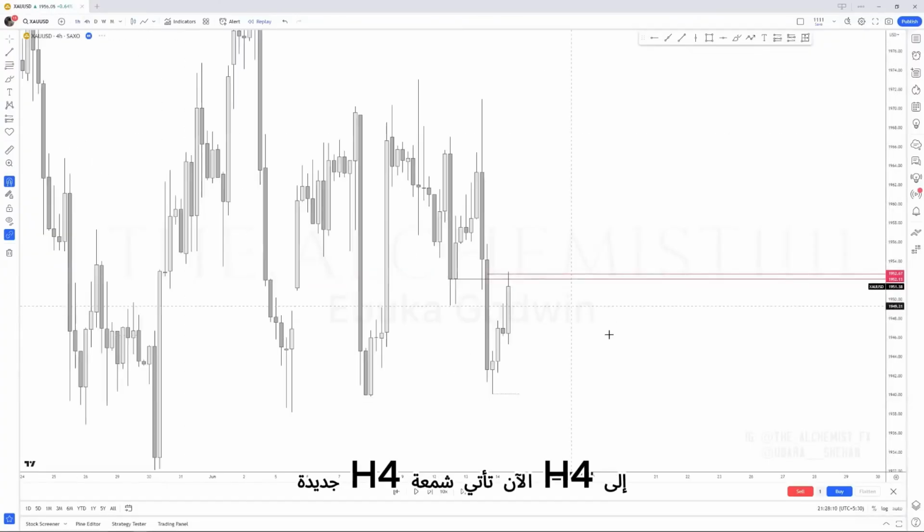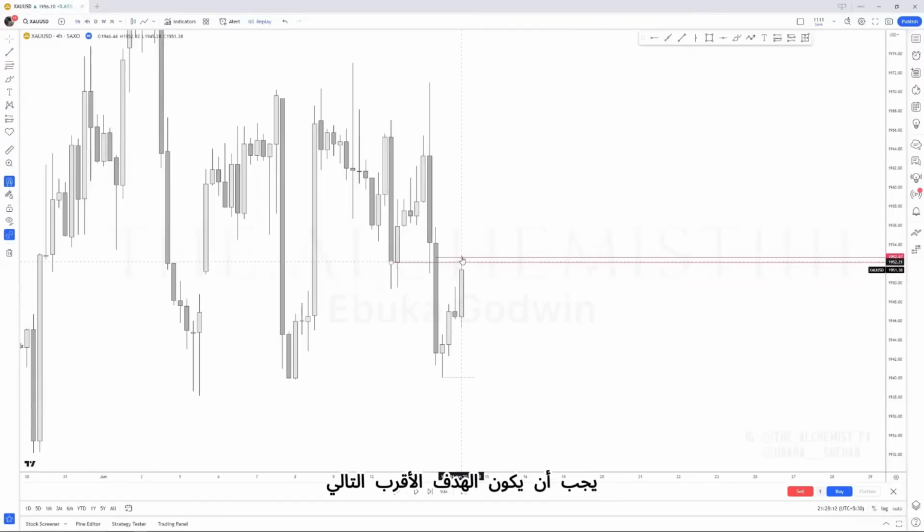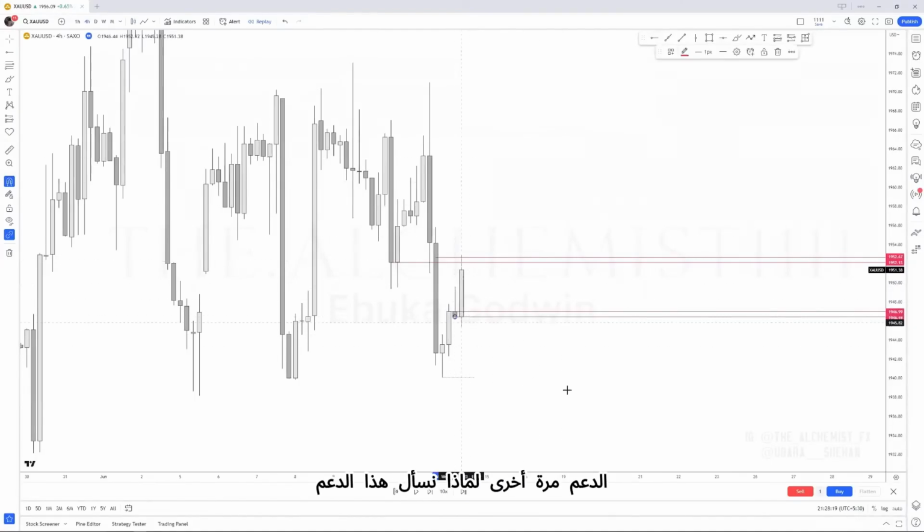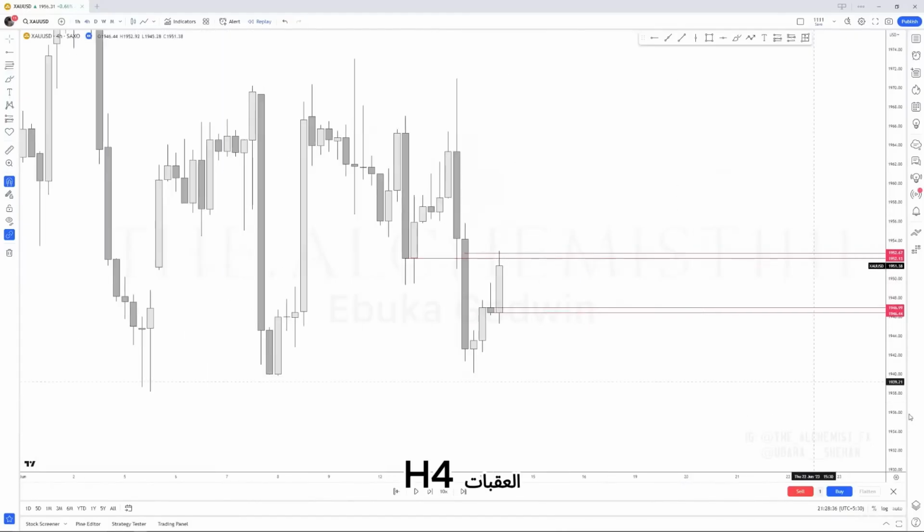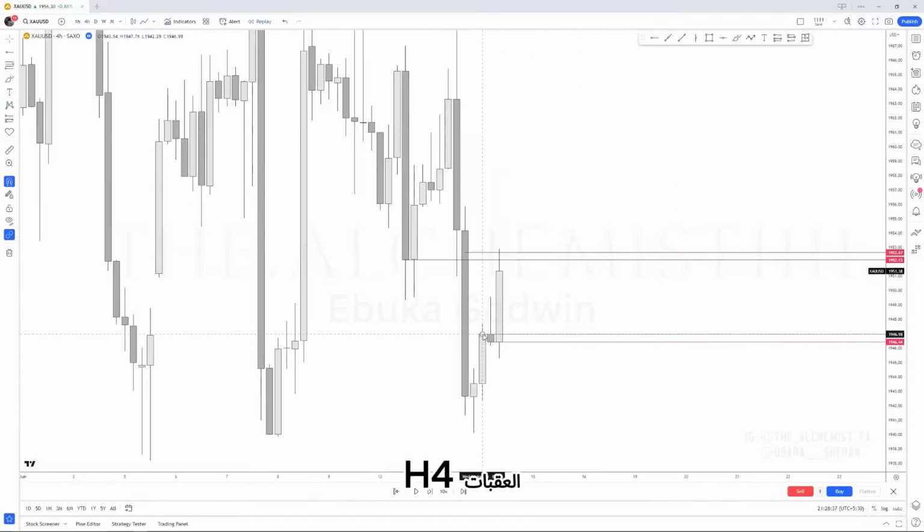Let's go to H4 now. A new H4 candle is coming. Your next closest target should be this support. Once again, why this support? Ask me. Why is this support your closest zone to take profits from? Because we were in a daily bearish storyline, right? So in a daily bearish storyline, who are your obstacles? H4 supports. Can you see how interesting this is?